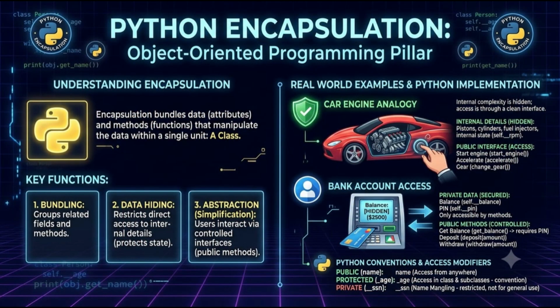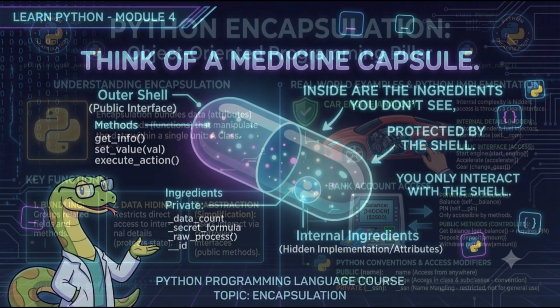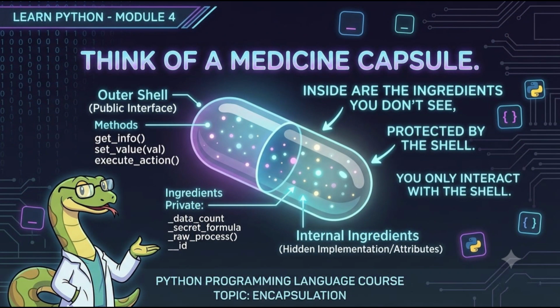Encapsulation is one of the pillars of object-oriented programming. Simply put, it's about bundling data and methods and hiding internal details. Think of a medicine capsule. Inside are the ingredients you don't see, protected by the shell. You only interact with the shell.